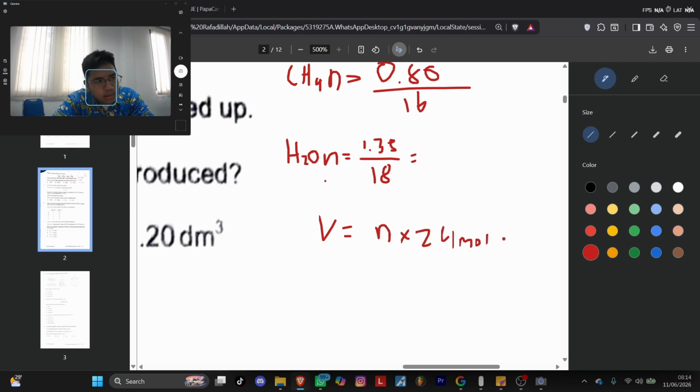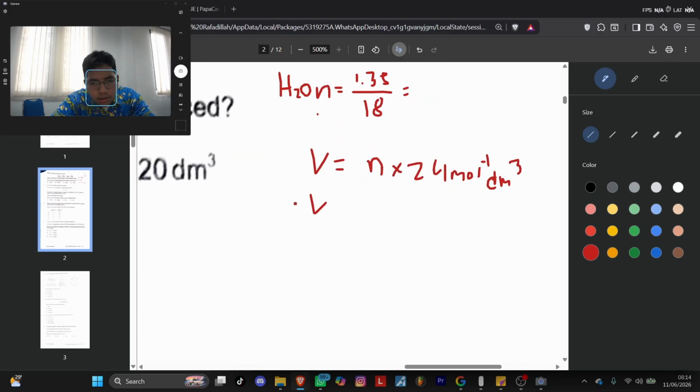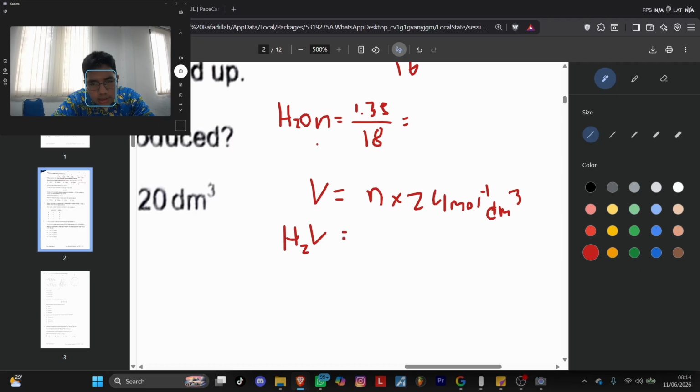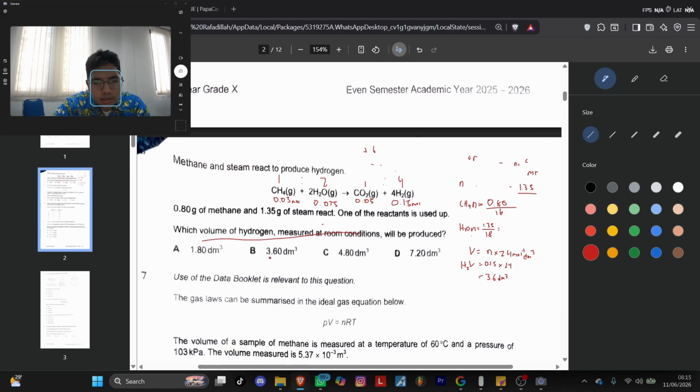dm3 per mole. So V, the volume of hydrogen, is 0.15 times 24, which equals 3.6 dm3. So we just need to see the answer. The answer is not A, not C, and not D. The right answer is B.